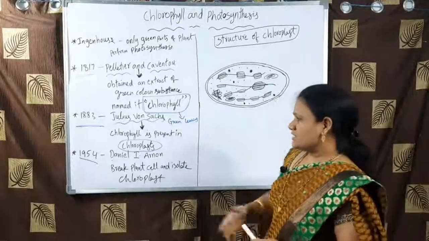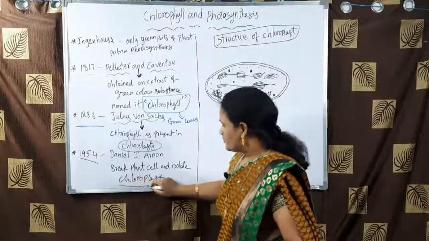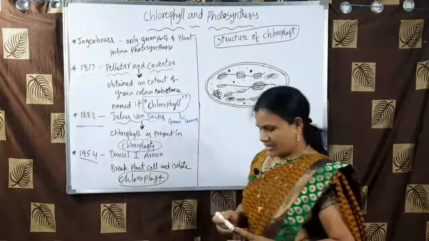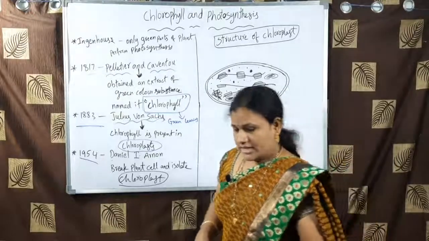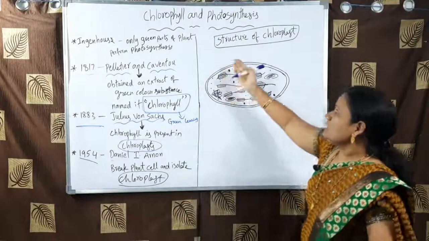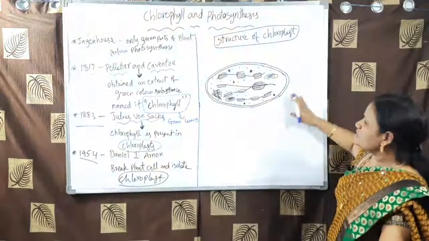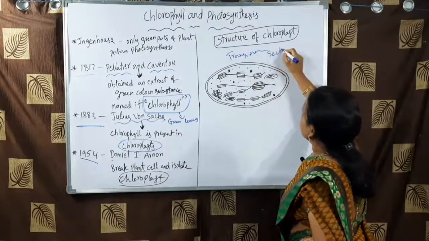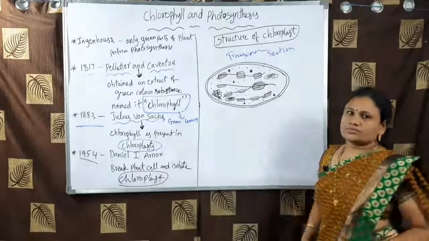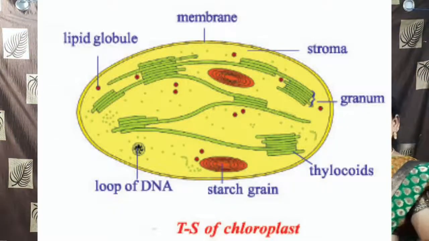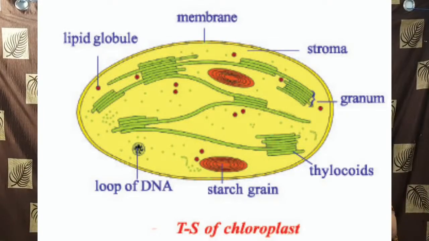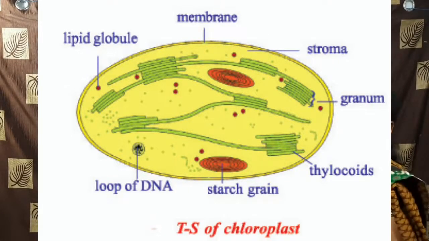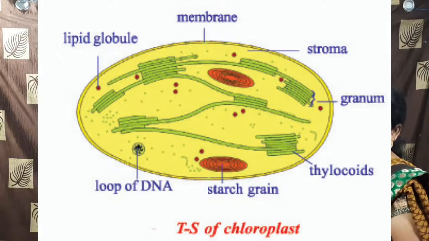Okay, and the next one is chloroplast, which was separated from the plant cell. Let us come to the structure of chloroplast. This is a TS of chloroplast, that means a transverse section of chloroplast. How does it look? It is an intact structure, an oval or disc shaped structure.